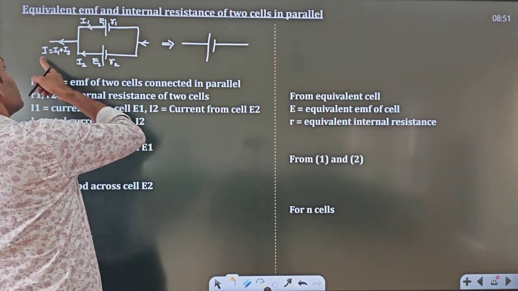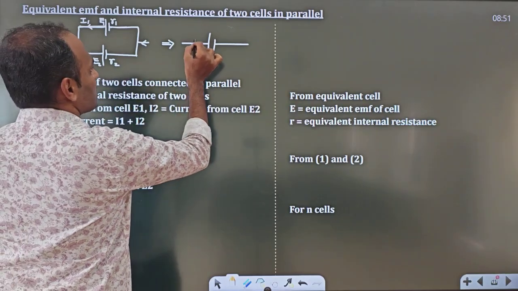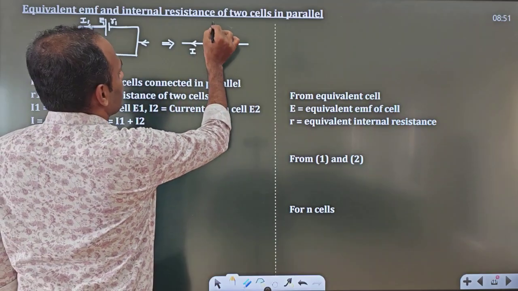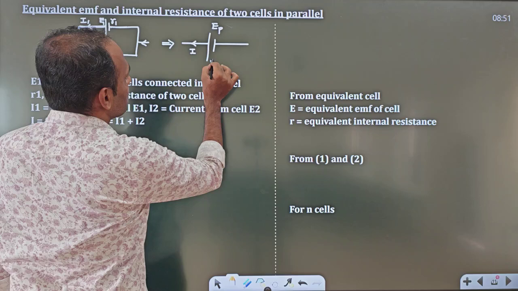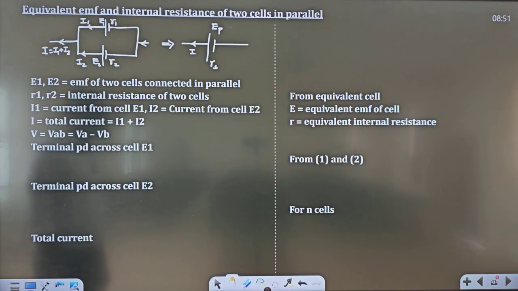Okay, here the current is I. How much current did we get from the two cells together? We got I. The same current this cell will provide, I. Let the EMF of this cell be taken as EP and the internal resistance of this cell be taken as RP. Correct? That is the equivalent cell.